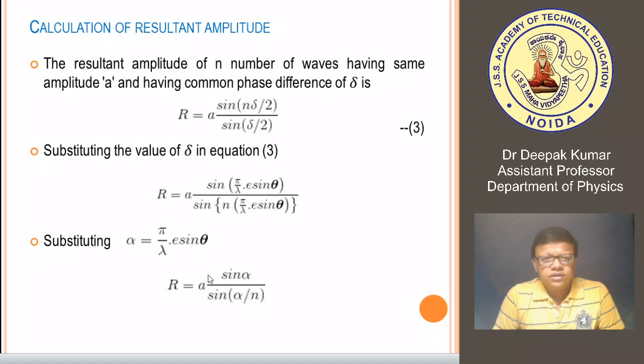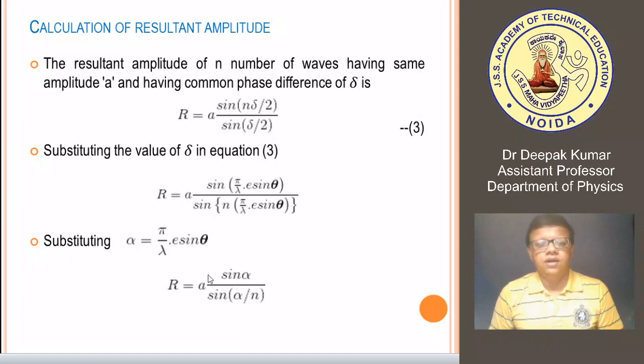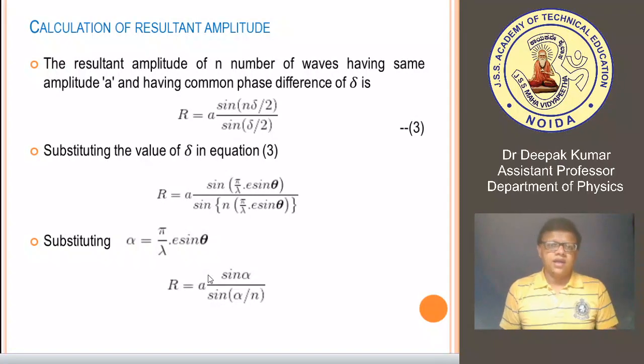In simplicity, you can say that R is basically represented in terms of delta as a sine n delta by 2 upon sine delta by 2. So this is basically a general expression which is obtained by adding n number of vectors, each of equal amplitude a, having a successive phase difference of delta. So the resultant amplitude at the center of the screen at any point P is a sine n delta by 2 upon sine delta by 2.